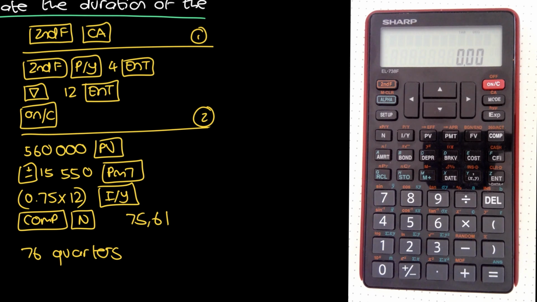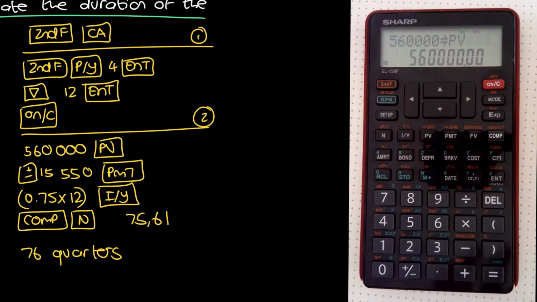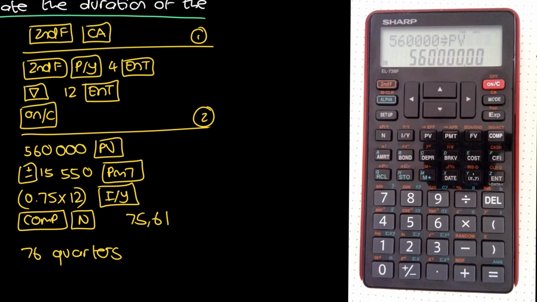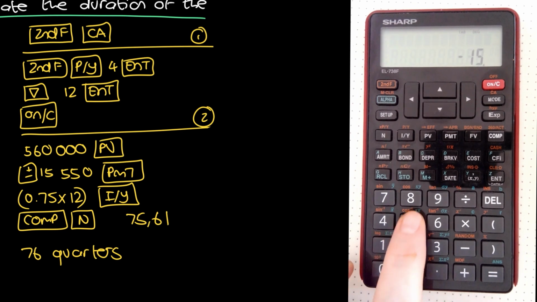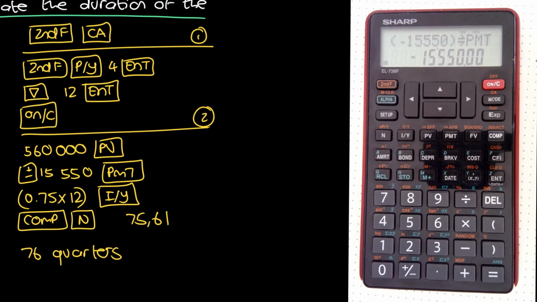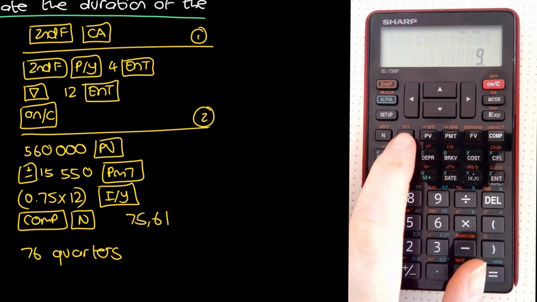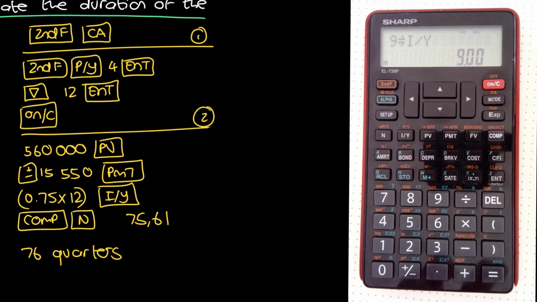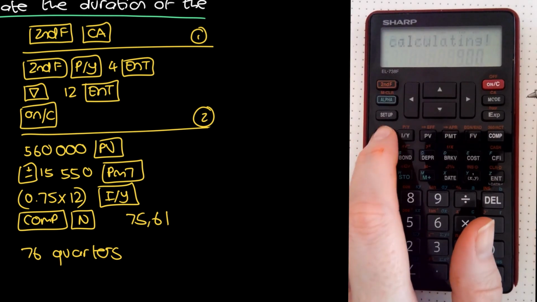Now we just clear our screen with the ONC button, and we put in our information. So we have a loan, so it's money to us. So it's 560,000 PV, so positive PV. And then we're going to put in our payments. Our payments are negative because they're coming from us. It's an outflow of money. So it's minus 15,550 PMT. Then it's 9 IY, and we're going to compute our N.